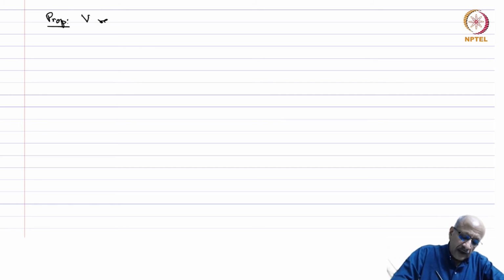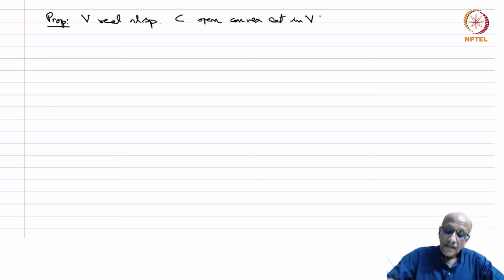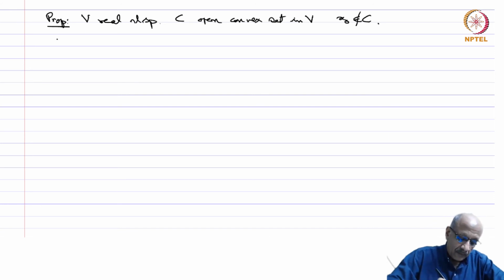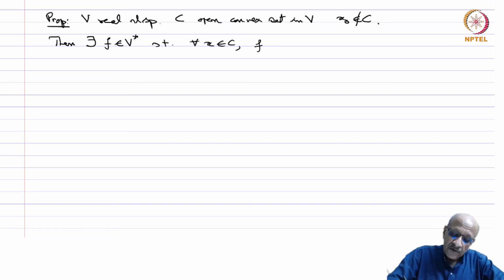So V, a real normed linear space, C, an open convex set in V, and assume x naught is not an element of C. Then there exists an f in V star such that for all x in C, we have f of x is strictly less than f of x naught.